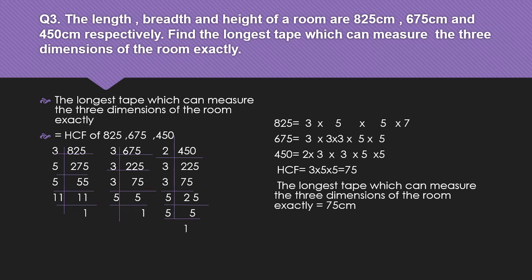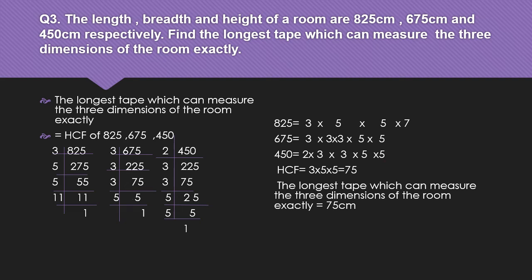Question number 3. The length, breadth and height of a room are 825 centimeter, 675 centimeter and 450 centimeter respectively. Find the longest tape which can measure the 3 dimensions of the room exactly. So the longest tape which can measure the 3 dimensions of the room exactly is same as HCF of 825, 675 and 450. So do the prime factorization of 825, 675 and 450 and write the prime factors of 825, 675 and 450.